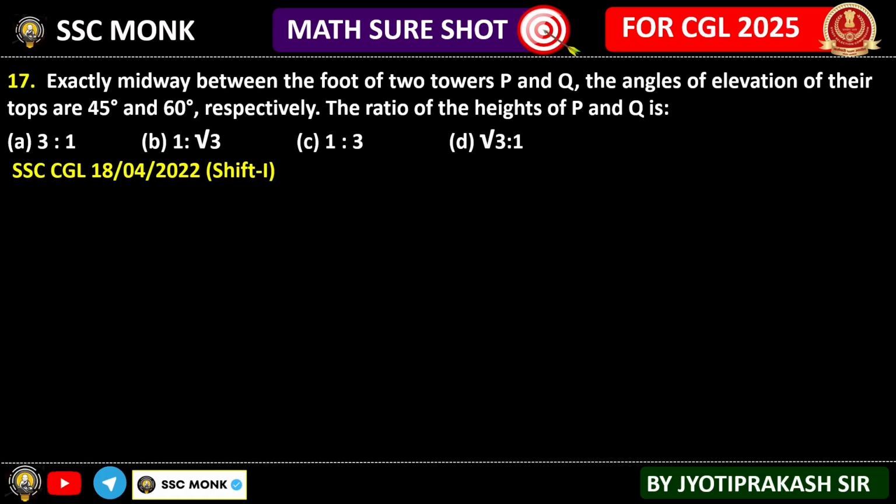Exactly midway between the foot of two towers P and Q, the angles of elevation of their tops are 45 and 60 degree. Simple, basic.